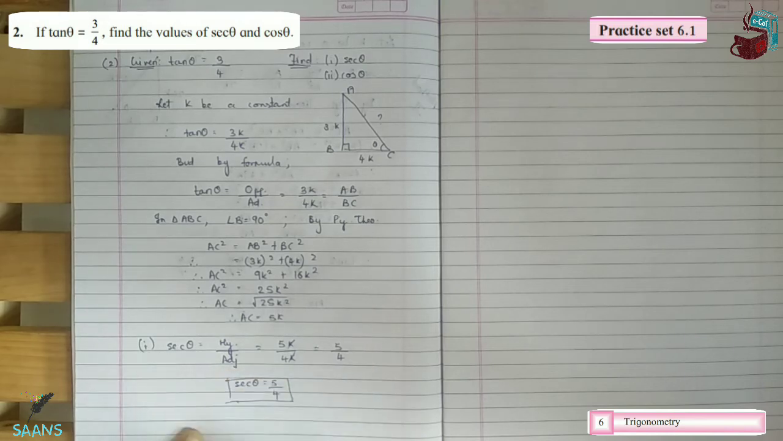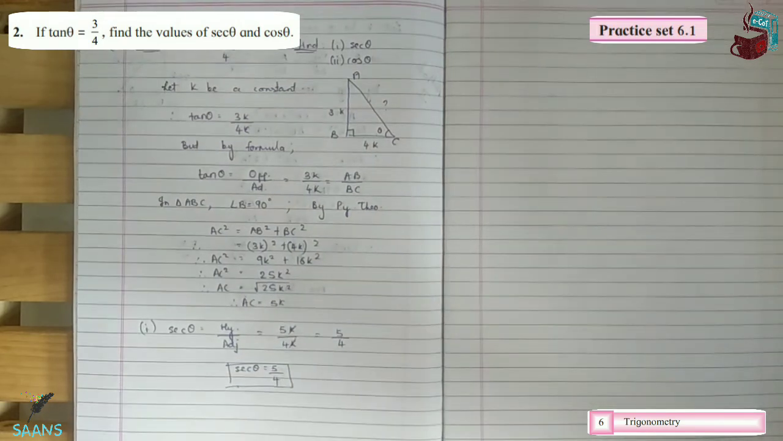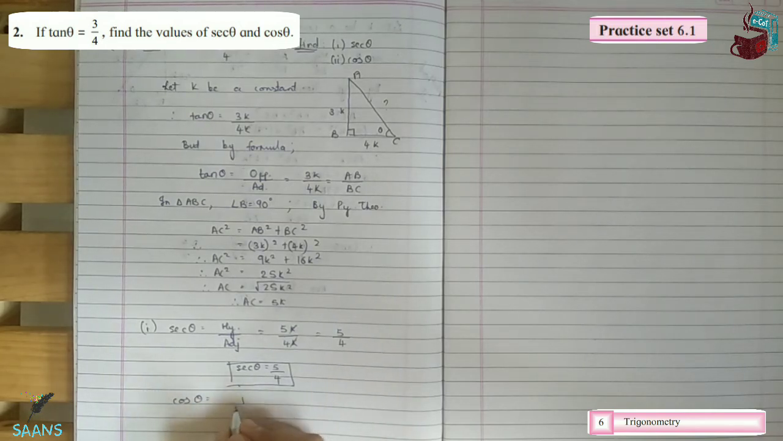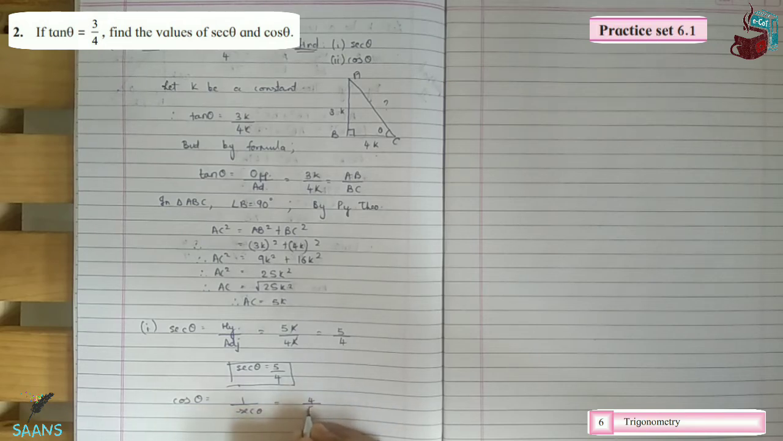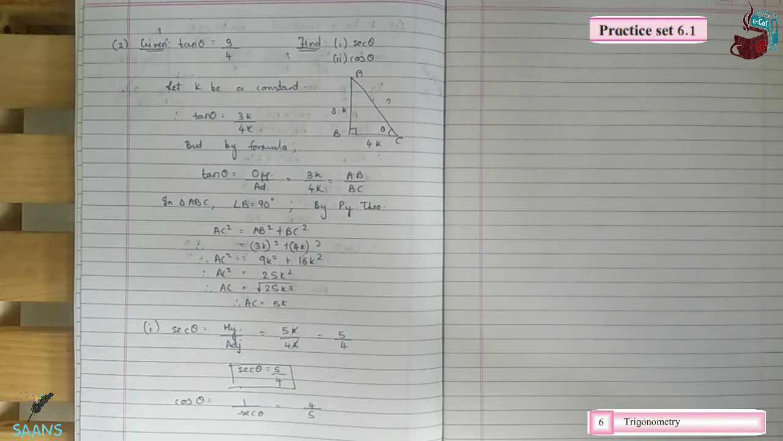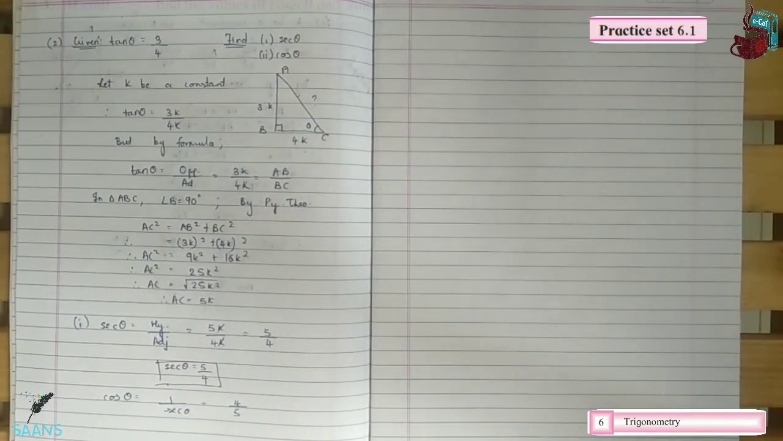Now what have they asked further? They are asking us cos theta. I don't have place over here. So yes, cos theta is nothing but 1 upon sec theta, that is the reciprocal, 4 upon 5. So this is how you do these sums. They're very easy and very direct. Let's move on to your third sum now.